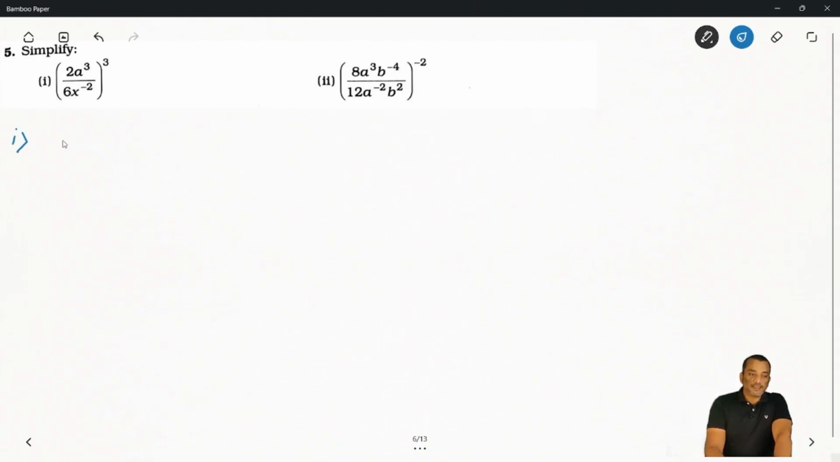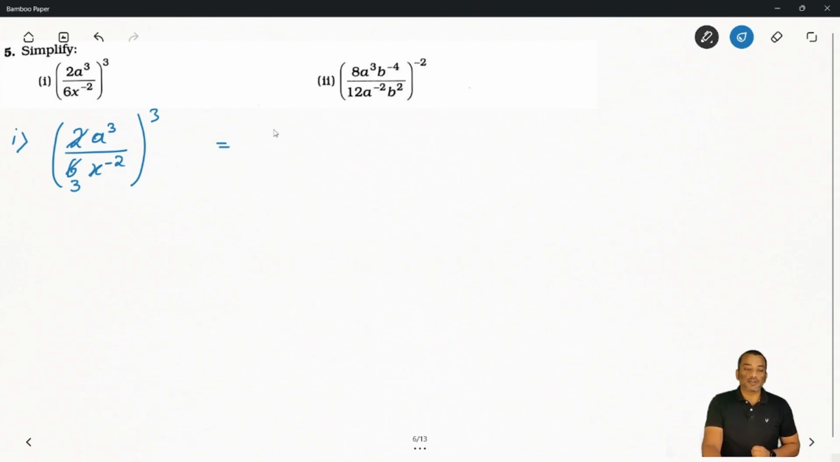First bit it is saying the whole bracket (2a^3 / 6x^-2) to the power 3. So first again, give the preference to whom? Brackets. So we can cancel this one, and we will get 3. So you can write this as a cubed by 3, x to the power minus 2, whole to the power 3.